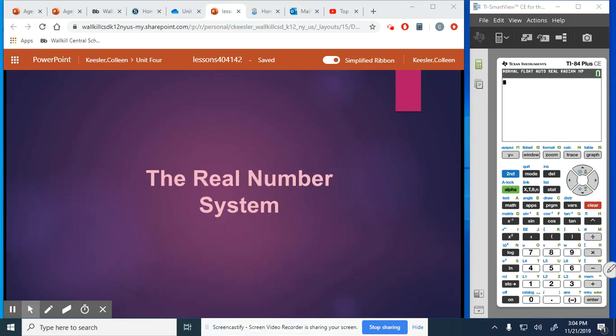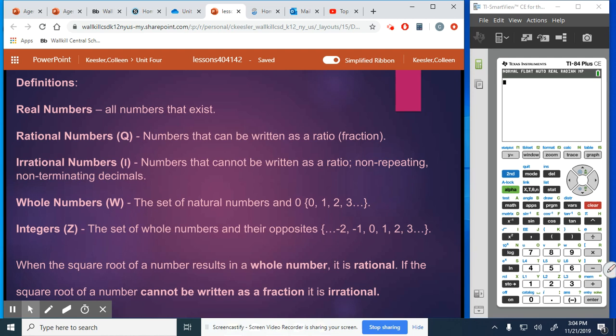Hey gang, today we're going to be taking a look at something called the real number system. So some definitions you need to know. Real numbers are all numbers that exist.